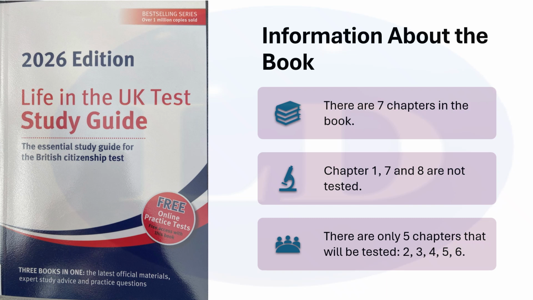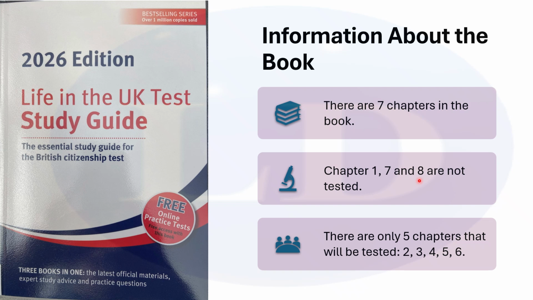First of all, let me introduce you to the book. This is a 2026 edition. You could see here, Life in the UK Test Study Guide, the essential study guide for the British citizenship test. And obviously that is also used for ILR. Now, this information is about the book. So there are altogether 7 chapters in the book.